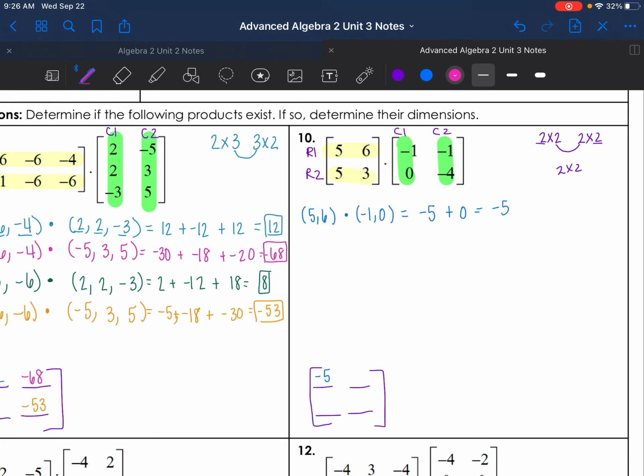Then we're going to have row 1 and column 2. So that's going to go here because in that answer, that element is in row 1 and column 2. 5 times -1 is -5, and 6 times -4 is -24. So we get -29.